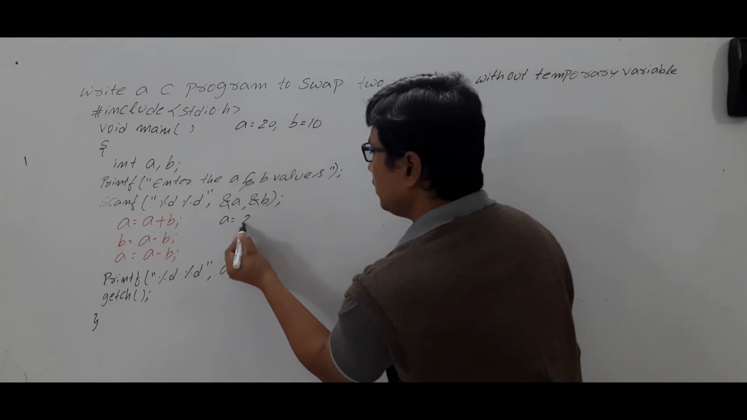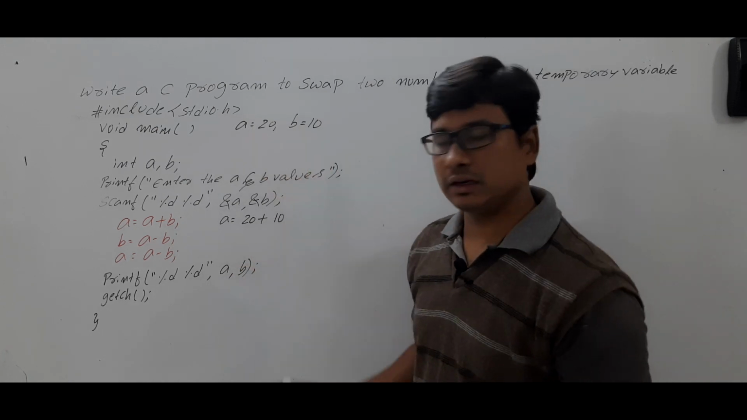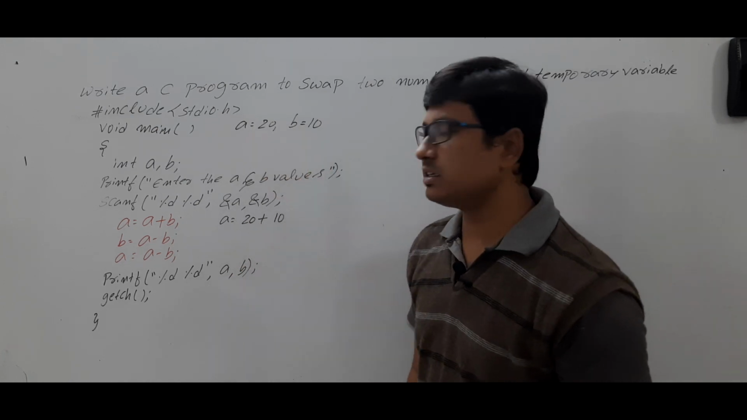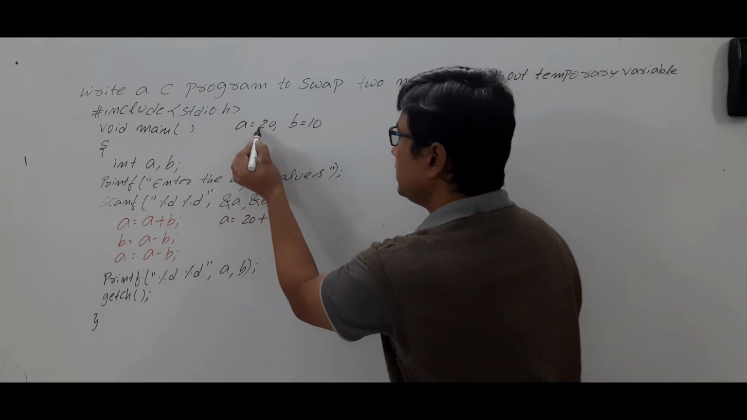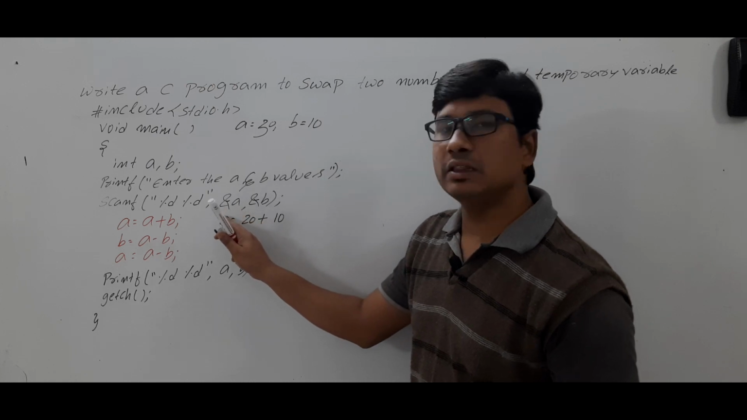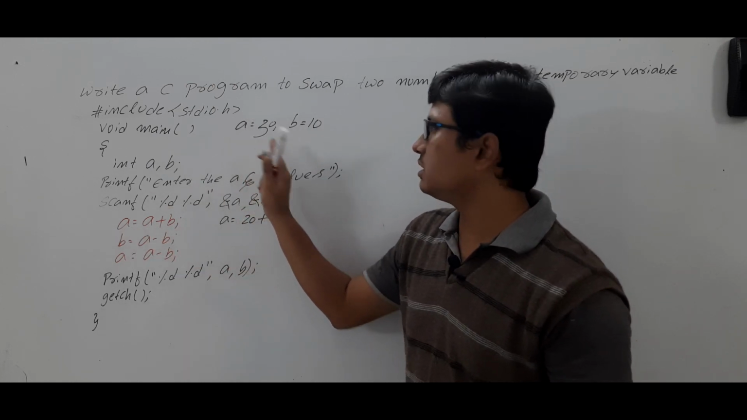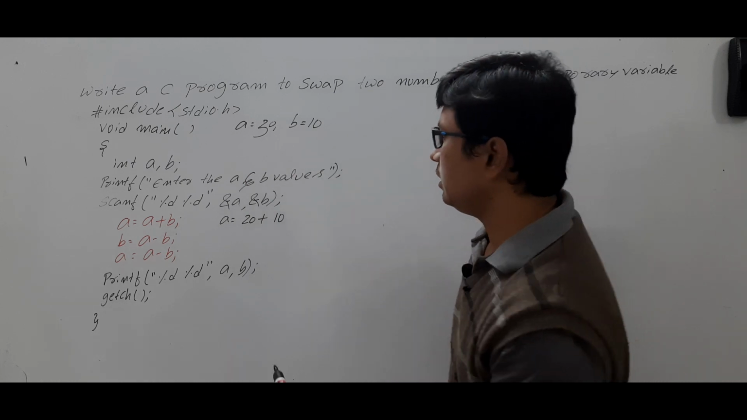Now A value is 20, B value is 10. That is what we have taken. Okay. So 20 plus 10 is 30. Now A consists of the value 30, because 20 plus 10 is 30, and that value needs to be stored in the variable A. So previously 20 was there, I have updated it to 30.